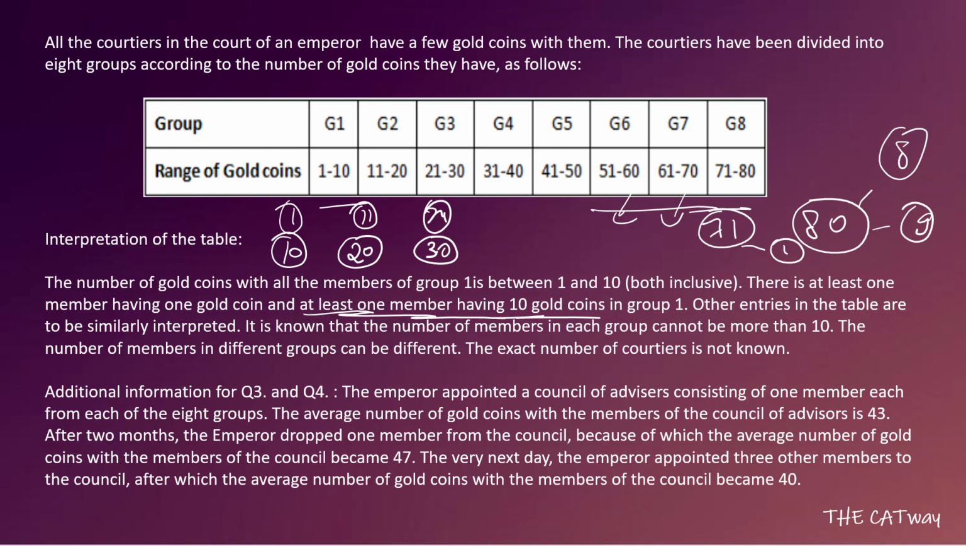After 2 months, the emperor dropped one member from the council, because of which the average number of gold coins with the members of the council became 47. After that, there will be 7 members and the average is 47. Again, we can easily find out the total. Let's see what additional is given. The very next day, the emperor appointed 3 other members to the council, after which the average number of gold coins with the members of the council became 40. Okay, so we were having 7, 3 are added, that means total will be 10 and average will be 40, so the total will be 400, easily calculated.